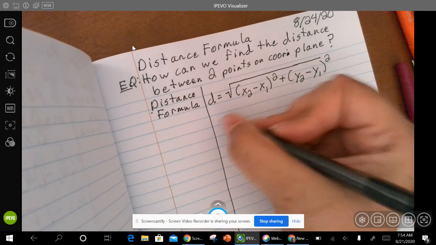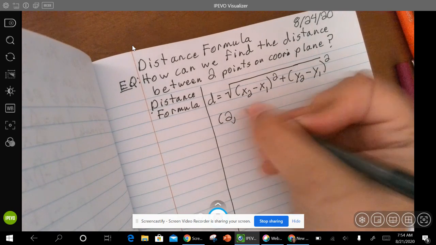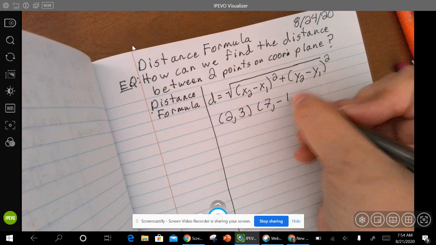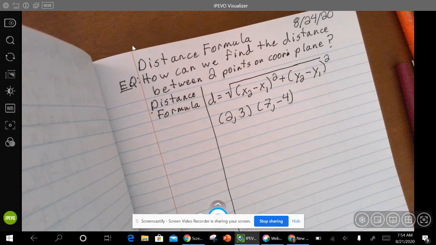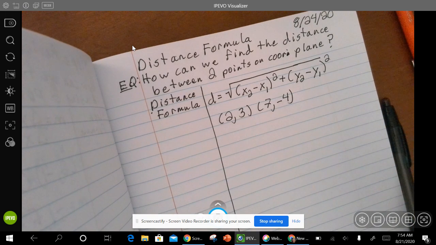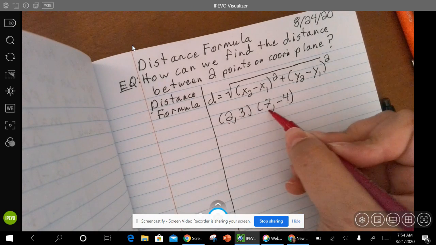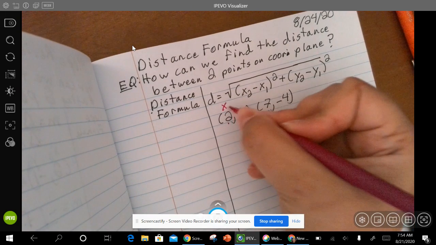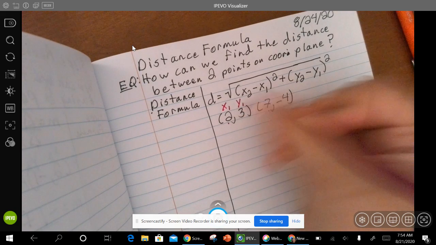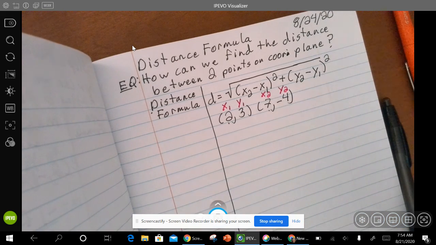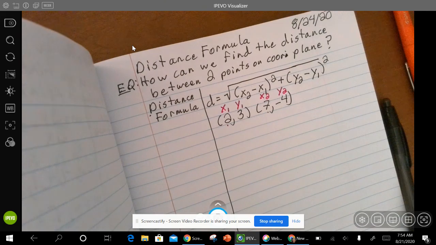So we're going to go ahead and put the points. So 2, 3, and then we have 7, negative 4. Remember we said look at the x coordinates. So if I look at the x coordinates, 2 is less than 7. So that means this is going to be our first point. Okay, so we're going to go ahead and substitute it in.